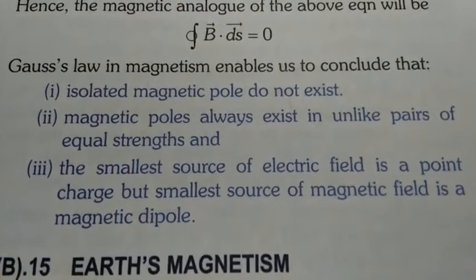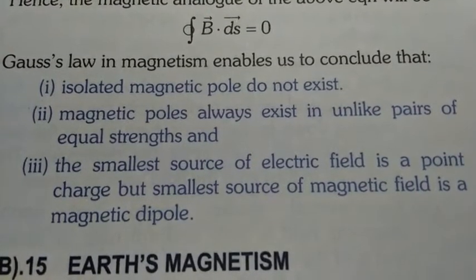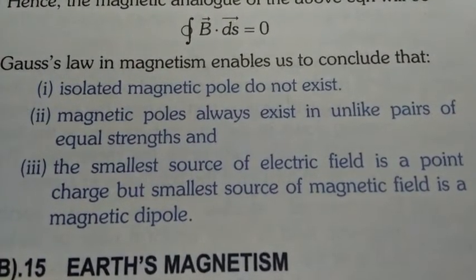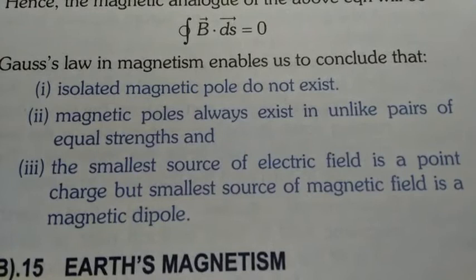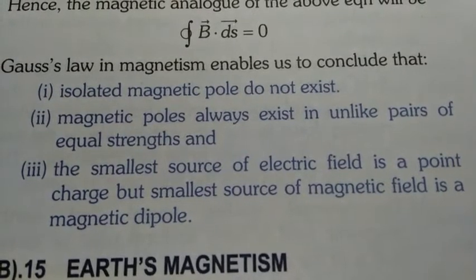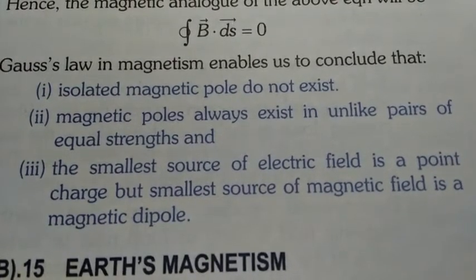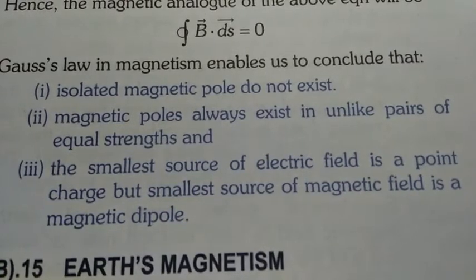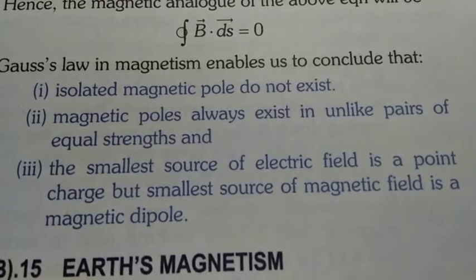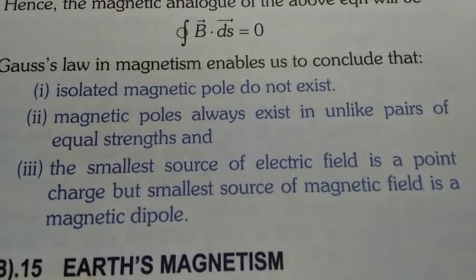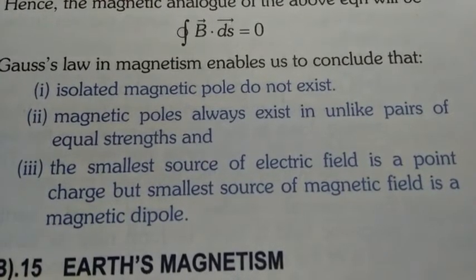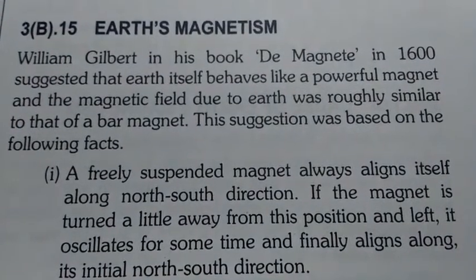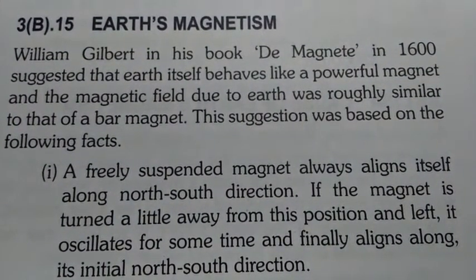And what does this law conclude? First of all, this law concludes that isolated magnetic poles do not exist. Second, magnetic poles always exist in unlike pairs of equal strength. And third, the smallest source of electric field is a point charge, but the smallest source of magnetic field is a magnetic dipole. Now let's discuss Earth's magnetism.